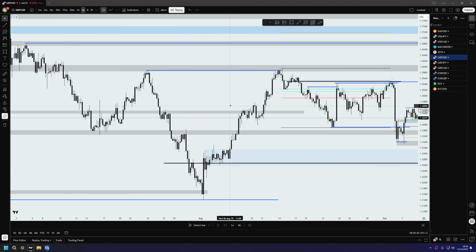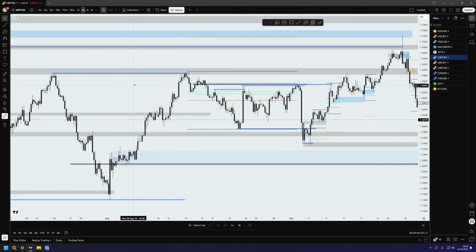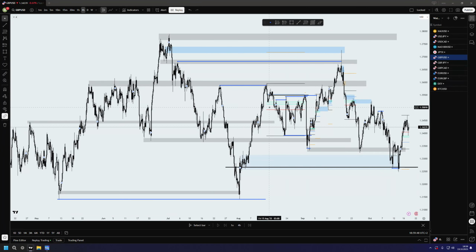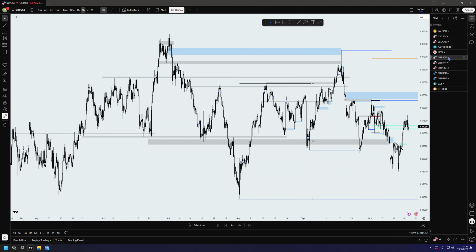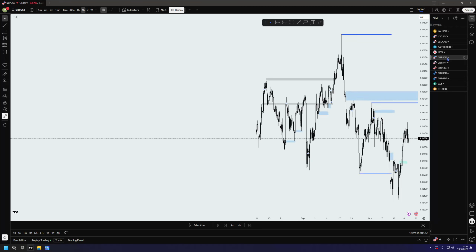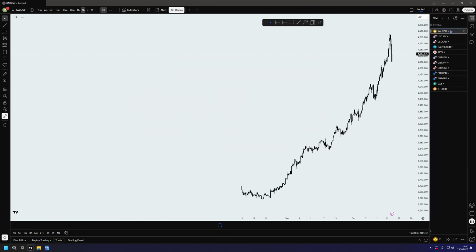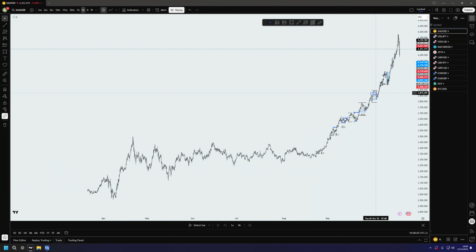Okay, and I will talk about bias for gold now. As you can see, this is pretty much what I've had marked on my main GBPUSD chart. Pretty much the same thing. I even marked a bit more zones. No gatekeeping. Okay, so let's go to gold.